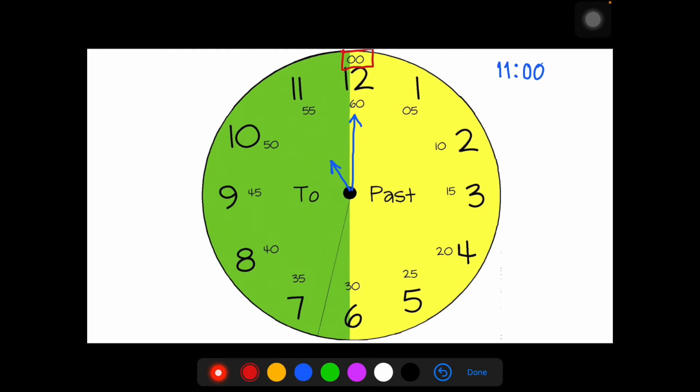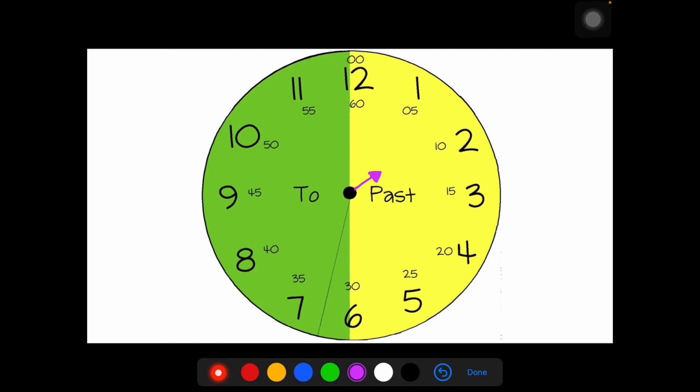How do we read this one? Very good. It's 11. This number is 11, or we call it 11 o'clock. It's 11 o'clock. Easy? Alright.